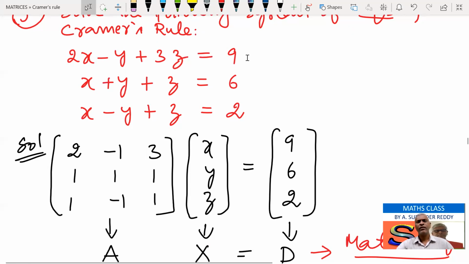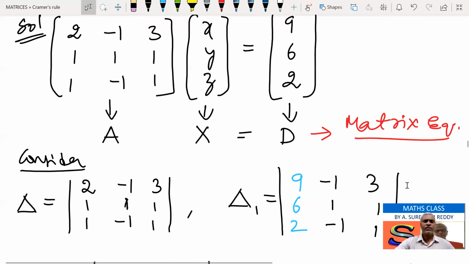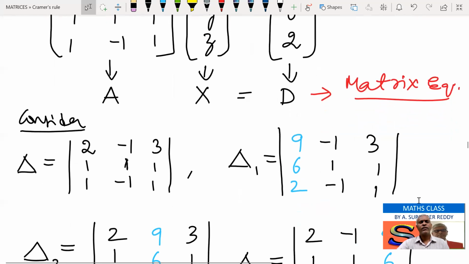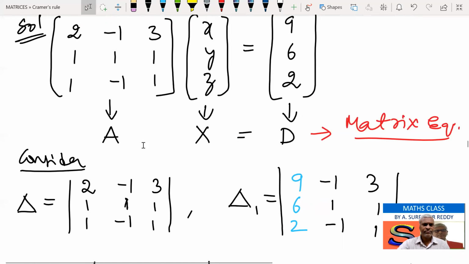Third one will be the constant matrix. So first one A, second one X, third one D. A into X is equal to D is the matrix equation. So in first step, converting them into matrix equation. In next step, consider the four determinants, delta, delta 1, delta 2, delta 3. Delta, the determinant of A, the coefficient matrix.